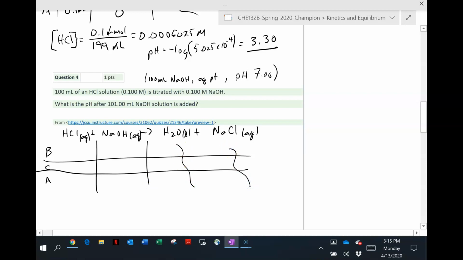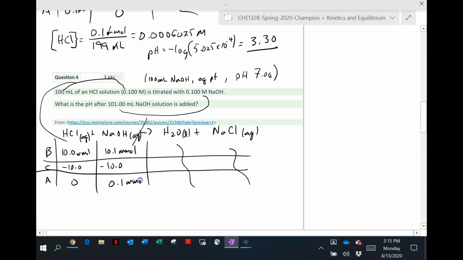Don't care about water, don't care about NaCl. We still have 10 millimoles of HCl, and now we have 10.1 millimoles of NaOH. You get that by multiplying the milliliters times the concentration in each case. So now the limiting reactant's HCl, and we're going to have left over 0.1 millimole of NaOH.